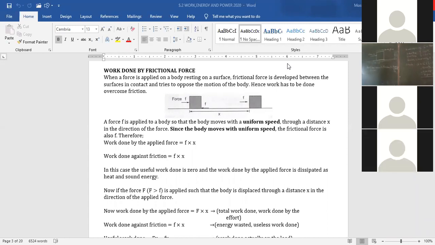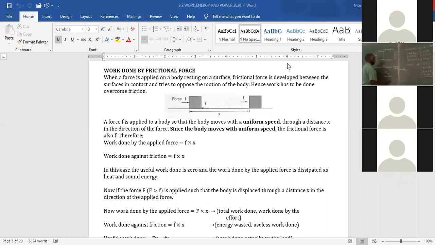How do we find the work done against friction? Give me the equation. Friction times distance moved by the object, distance moved by the body. Okay? So that is how we find it. In your working, you have the letter F standing for friction, and the letter X standing for distance moved.